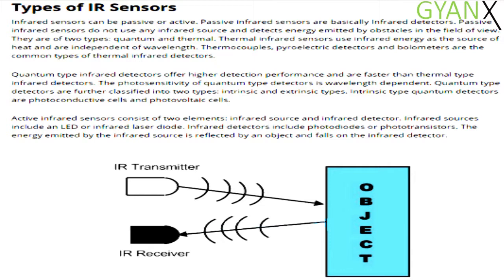Quantum type detectors are further classified into two types, intrinsic and extrinsic types. Intrinsic type quantum detectors are photoconductive cells and photovoltaic cells. Active infrared sensors consist of two elements, an infrared source and an infrared detector. Infrared sources include an LED or infrared laser diode. Infrared detectors include photodiodes or phototransistors. The energy emitted by the infrared source is reflected by an object and falls on the infrared detector.